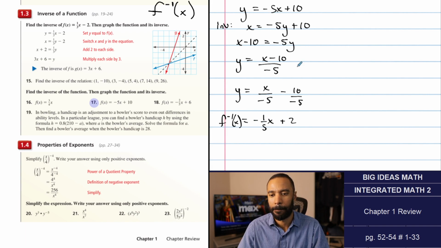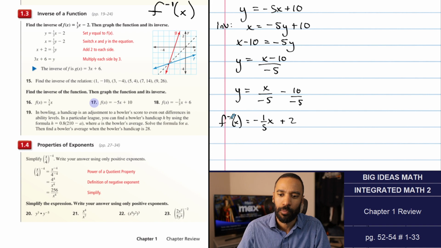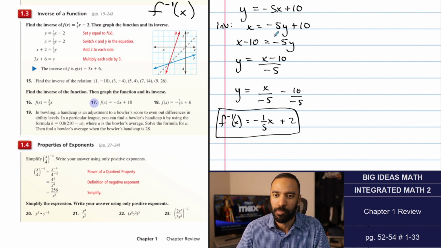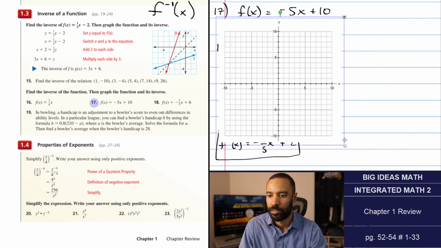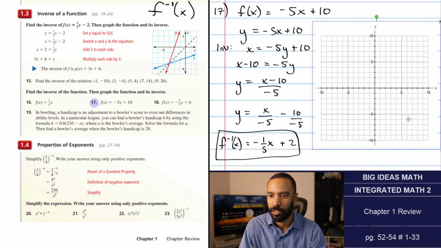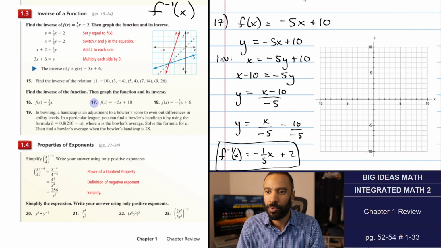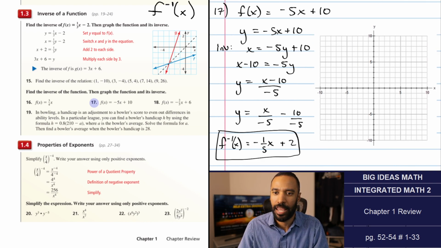Boom, like that. So this is what the inverse graph is, and we're going to go ahead and sketch both of these on the same graph, the original and the new. Let's take a look. So the original in le bleu, 10 is the y-intercept, and we'll go down 5 over 1. If you're okay with this, I'm going to go pretty fast on that.